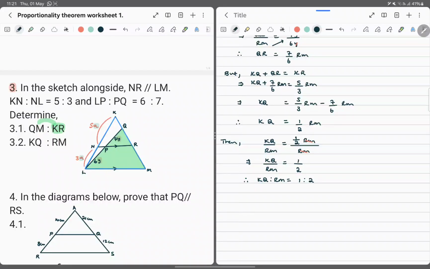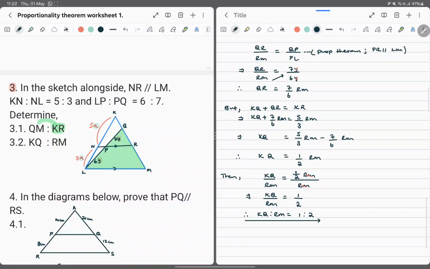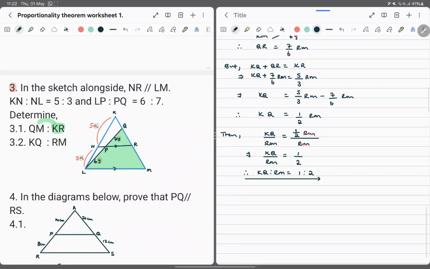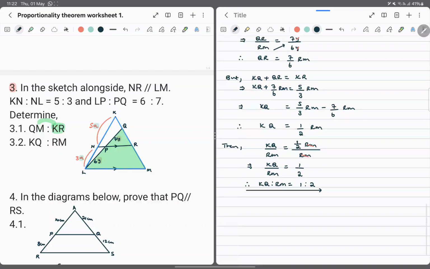So this simply means KQ is a half of RM. Can you see these ratios work themselves out nicely, no matter what strategy one follows? Again, these are the essay type questions, very challenging in nature. So sometimes it's not so fun, but yeah, we've got to deal with it.